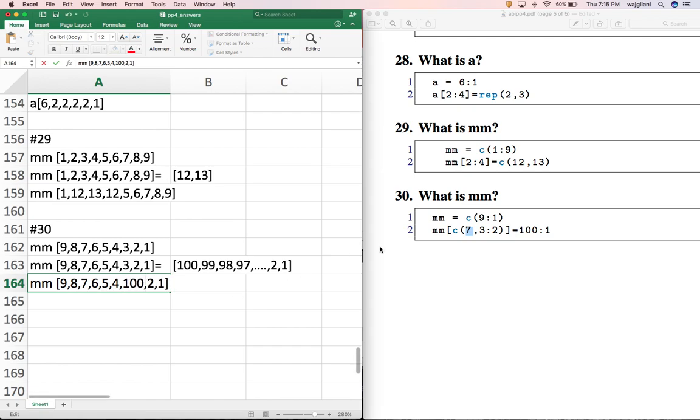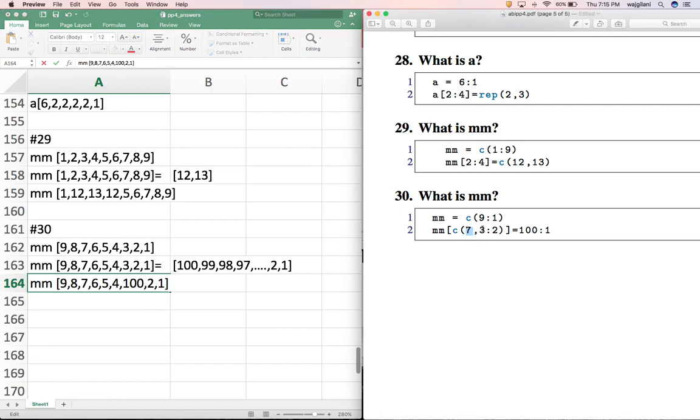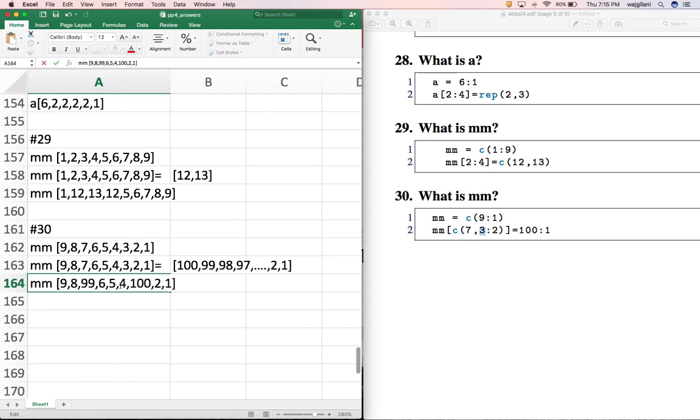Okay? Now the second value that's being overwritten is the third position of mm. 9, 8, 7, 1, 2, 3. This is the third position. The third position is being overwritten to be now the next number up, which is 99. And now the second position in mm is the next one up to be overwritten, and that's the 8. And the 8 now finally gets the value 98.